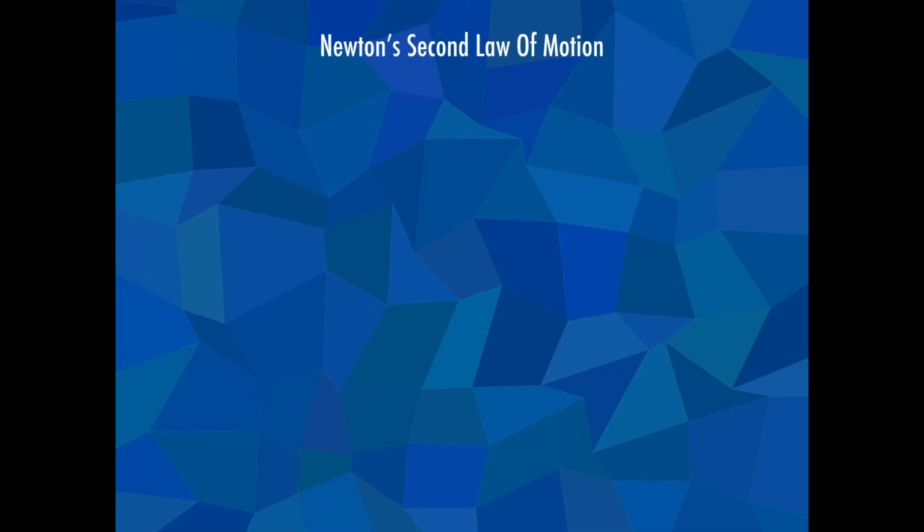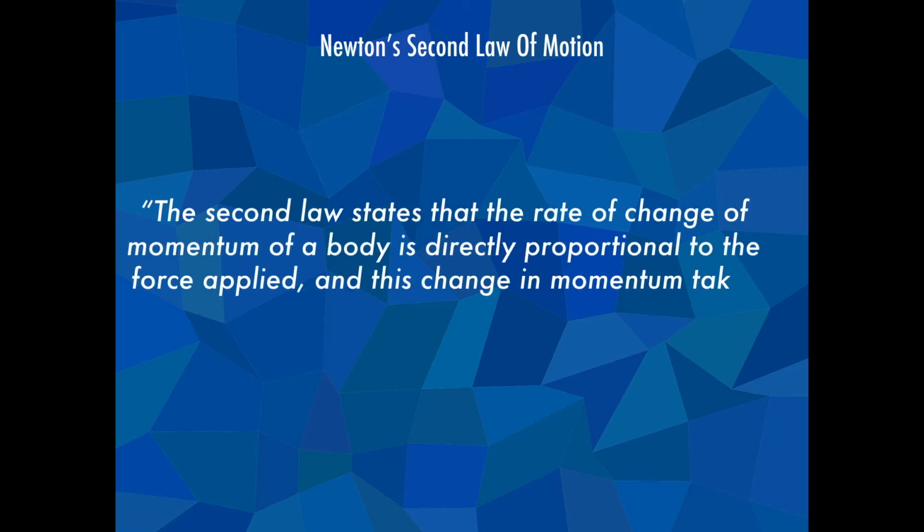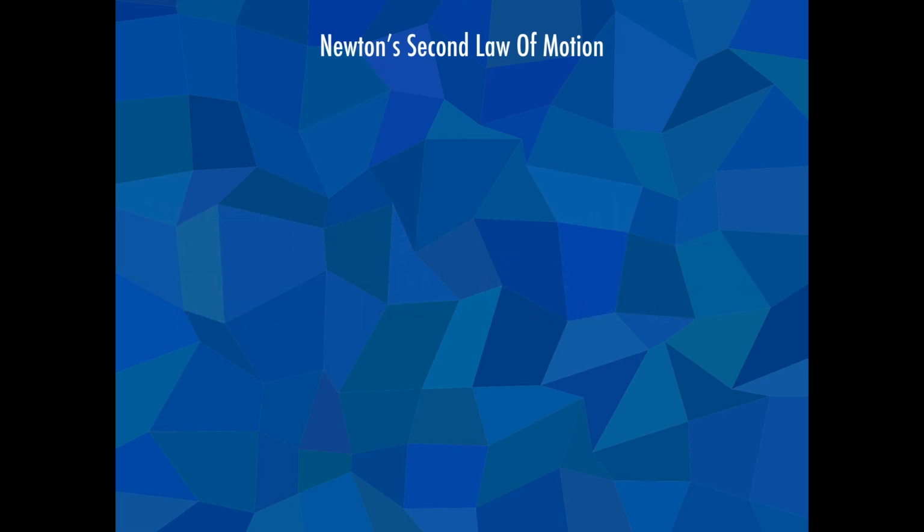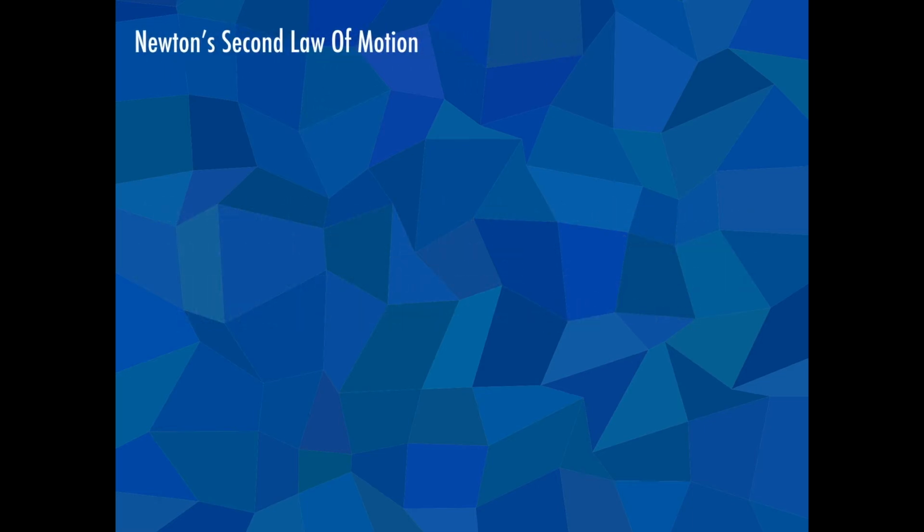With this, we get Newton's second law of motion, which states that the rate of change of momentum is directly proportional to the force applied, and the change in momentum takes place in the direction of the applied force. Now, what does this mean? Let's take a bowling ball moving at a certain speed or with certain momentum. If there is some external force acting on it, in this case, let's say some wind, then we see that the momentum changes and it is directly proportional to the force applied.